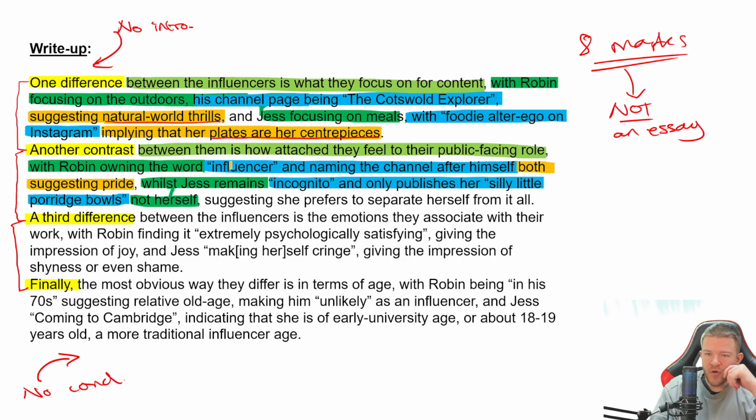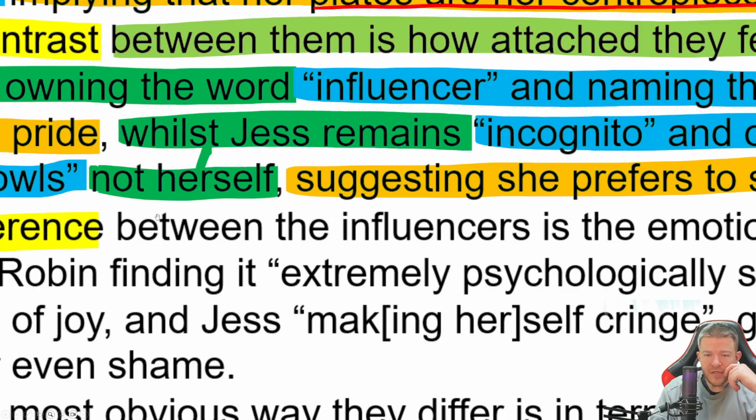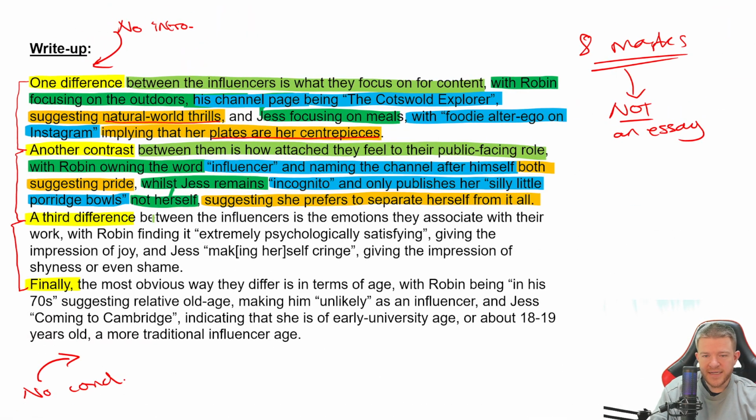These 2 things suggest pride. So influencer and naming the channel after himself suggests pride, and going incognito and only showing the porridge bowls, not her face, suggests she prefers to keep separate from it all. Easy peasy. Same exact approach for the third sentence. A third difference between them is the emotions they associate with their work.